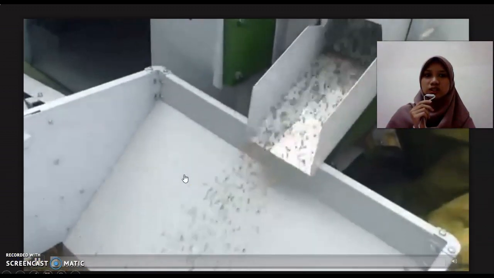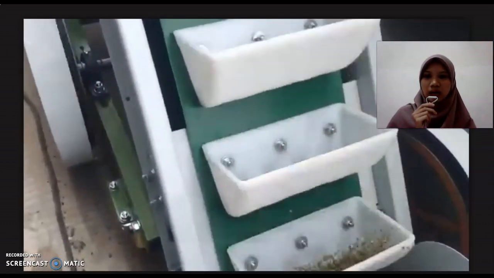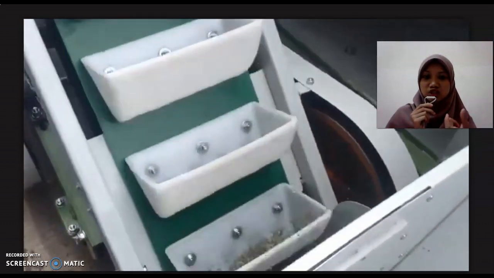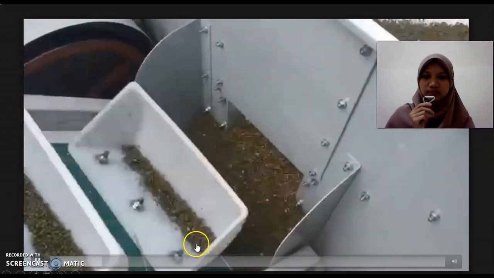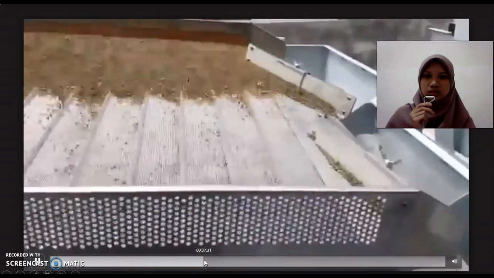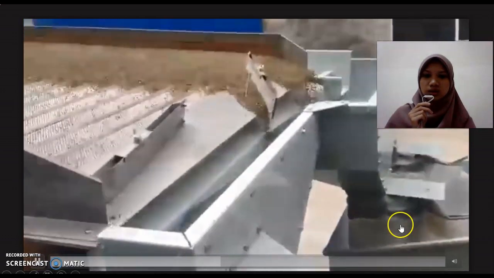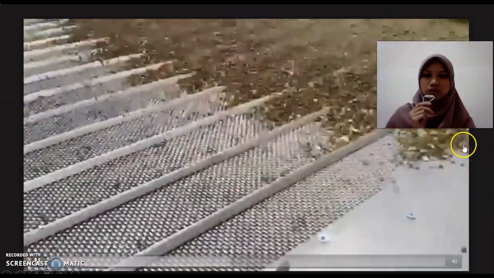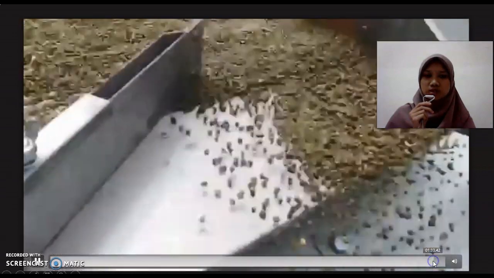Okay, this is the screening process. They will separate the shell of the seed. Then they will screen the oil seed here, in order to get good oil seed for the next process.